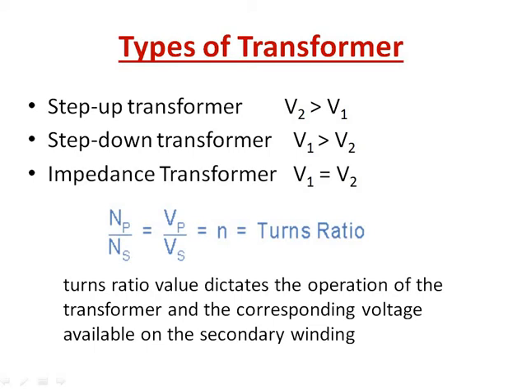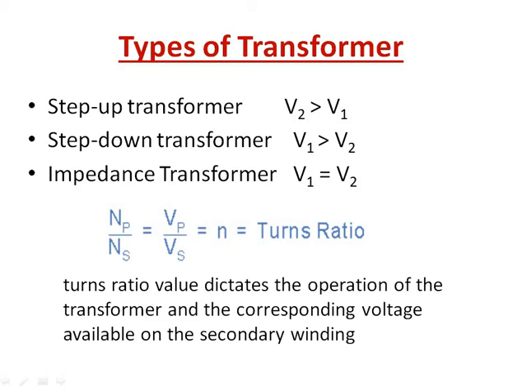So here we are having three types of transformer: step up transformer, step down transformer, and impedance transformer. Based upon the voltage with respect to the input and output, these three transformers are formed. In the step up transformer, V2 is greater than V1, that is, the voltage applied at the input is very low when compared with the output. For example, we are providing the voltage V1 equal to 200, then we are going to get the output as 2000 volt. That is called the step up transformer.